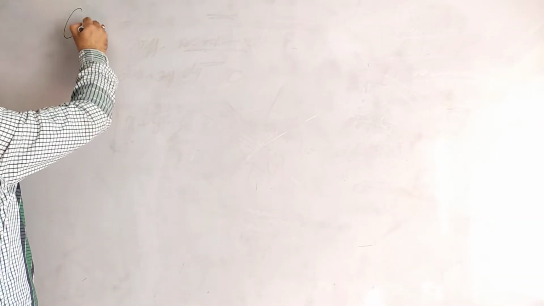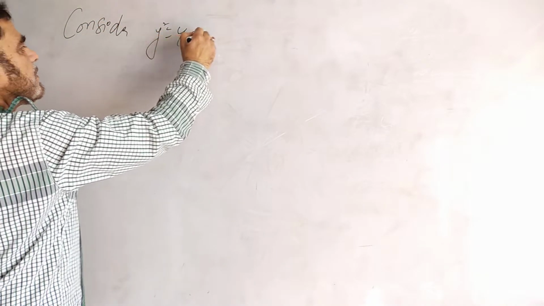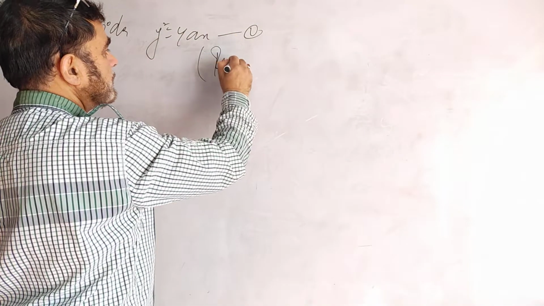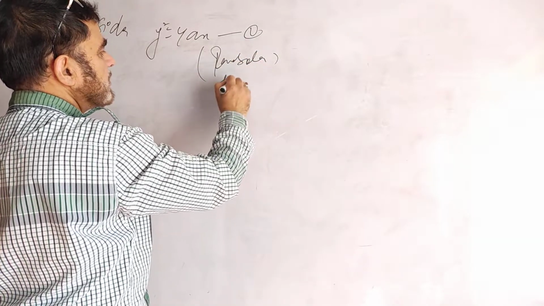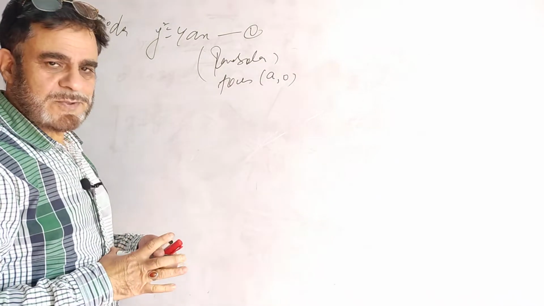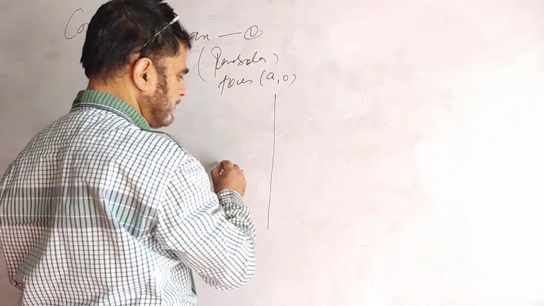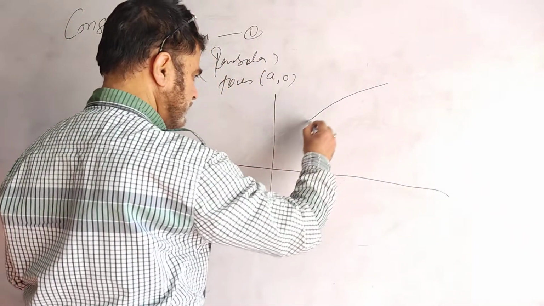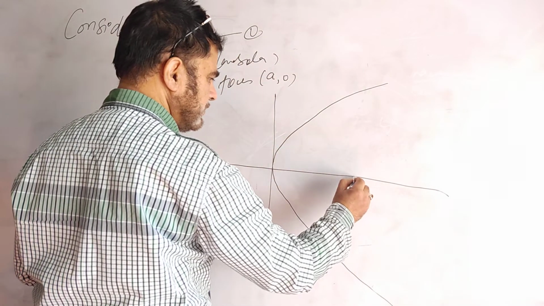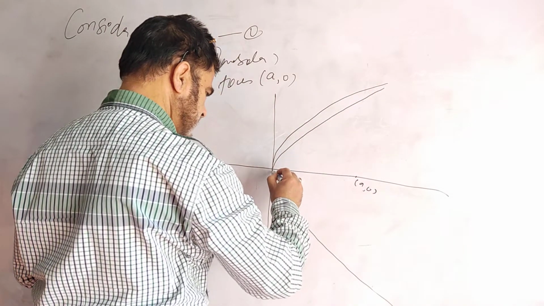Consider y square equal to 4ax. What is this? You know, it is a parabola. What is the focus of this? It is (a, 0). So when you give different values to this a, you get different shapes of the parabola. This parabola is like this, you know. You can get a family like this.